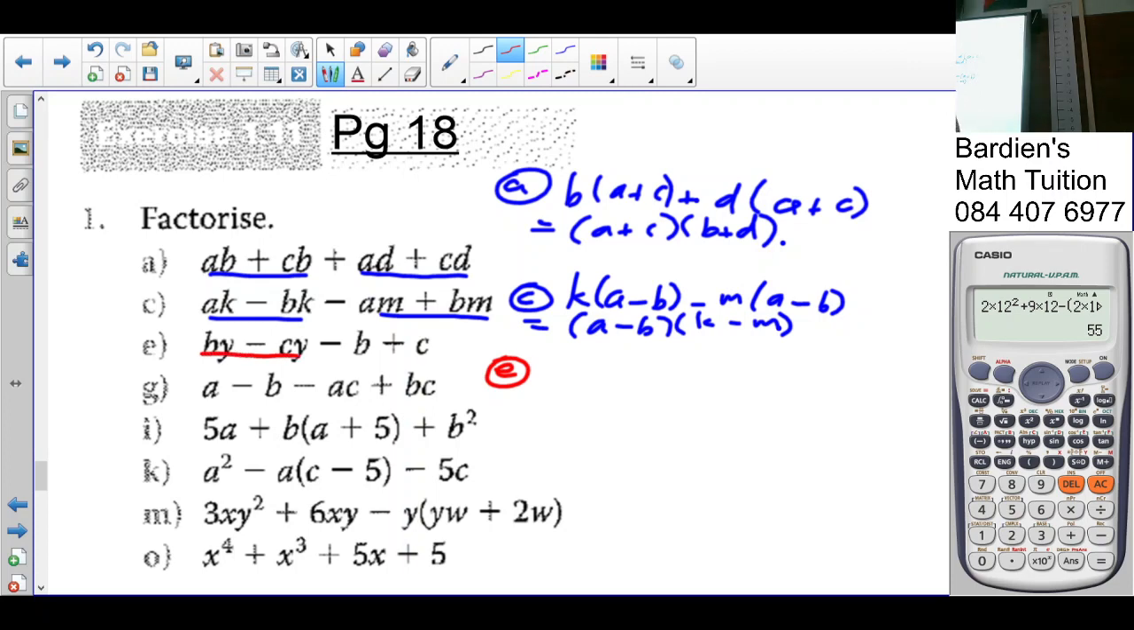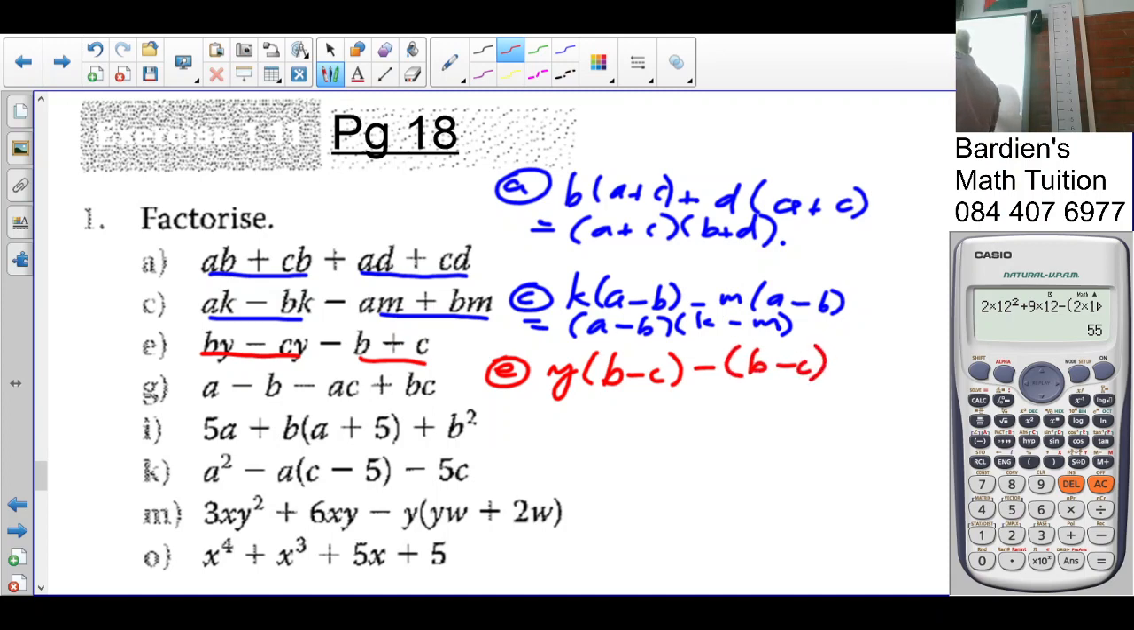What is common here? Y. Then I'm left with B minus C, and here negative 1. B minus C. So what is common now? B minus C. What are we left with? Y minus 1. You see we took the whole term out and left with the 1 there. Okay. Look at G.